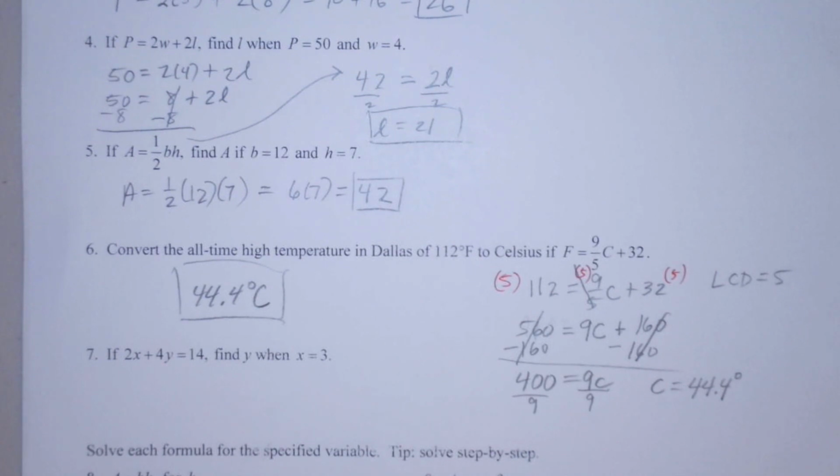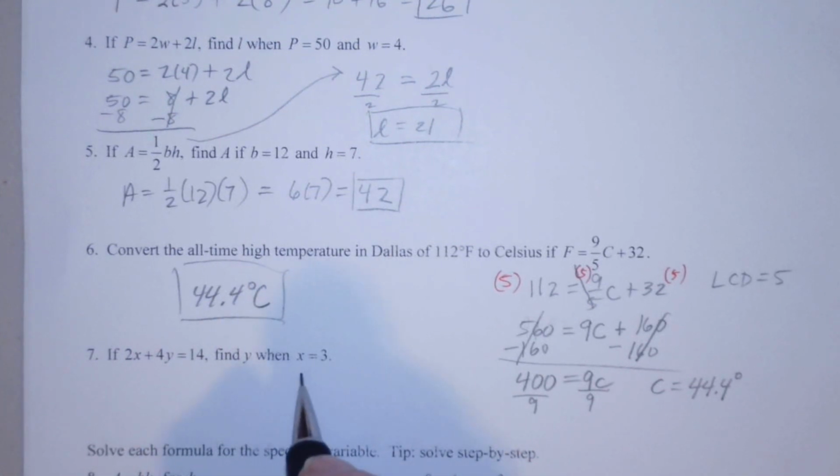So 112 degrees, we know that to be very hot. In most countries across the world, they would think of that as 44.4 degrees Celsius. Doesn't really sound that hot when you think of it, but you've got to understand Celsius temperature to realize that's a hot temperature. All right, let's go ahead and move on to 7.